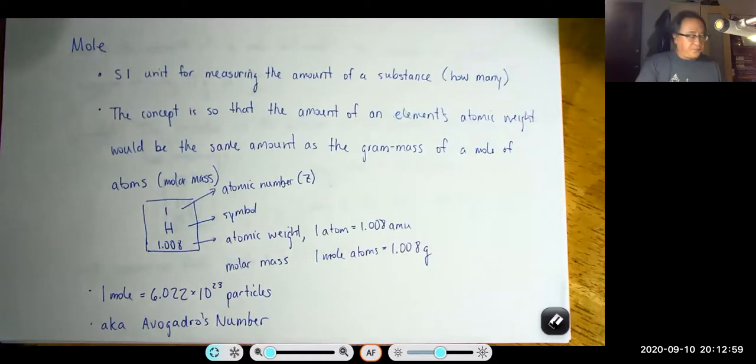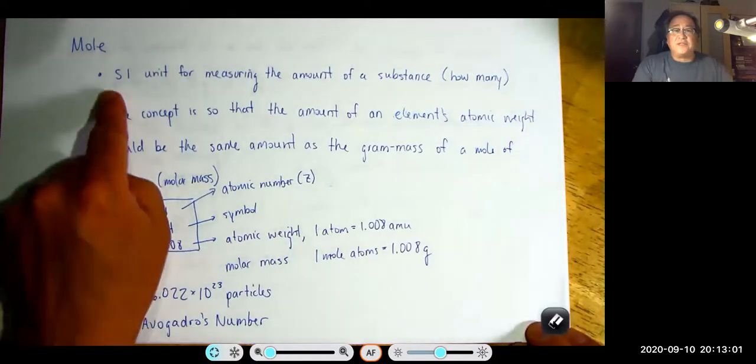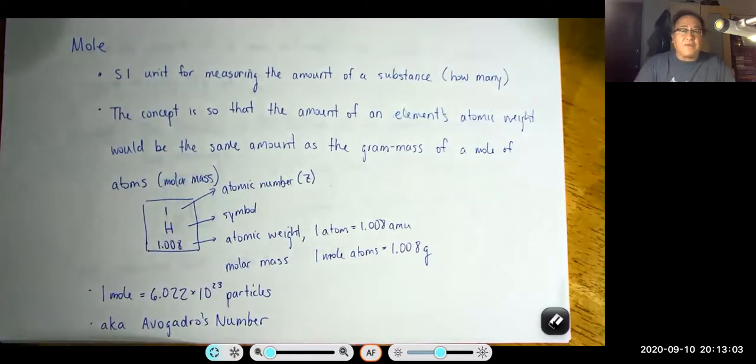So a mole is the SI unit for measuring the amount of a substance. And by amount, we mean how many. Are there one? Are there two? Are there three? It just so happens that when we talk about atoms and molecules in a sample, it's not is there one or two or three? It's like, are there billions and billions and billions? Okay, so it's a really large number.